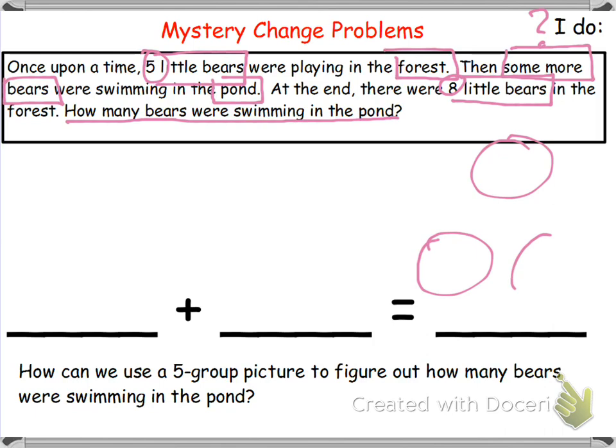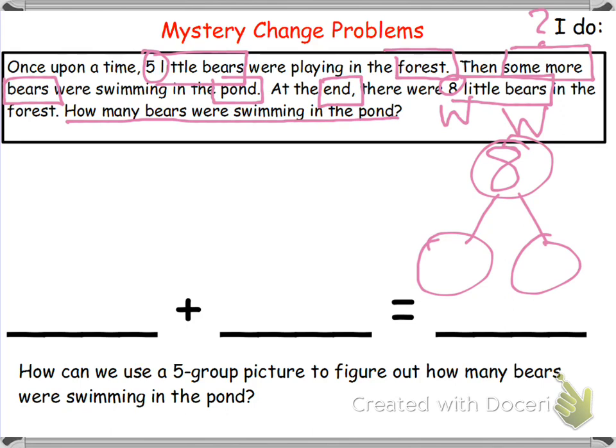I'm going to draw my number bond here. Now, what is our whole? Well, let's see. It says at the end, there were 8 little bears in the forest. Where it says at the end, that helps us know that 8 is our whole, because that's how many bears were at the end. So at the end of them playing for that day, there were 8 little bears in the forest. So 8 is our whole.